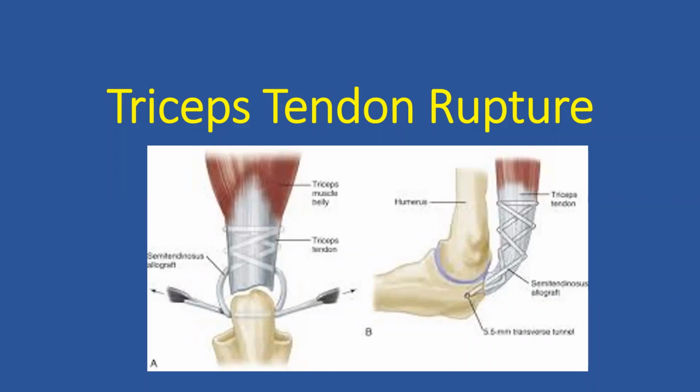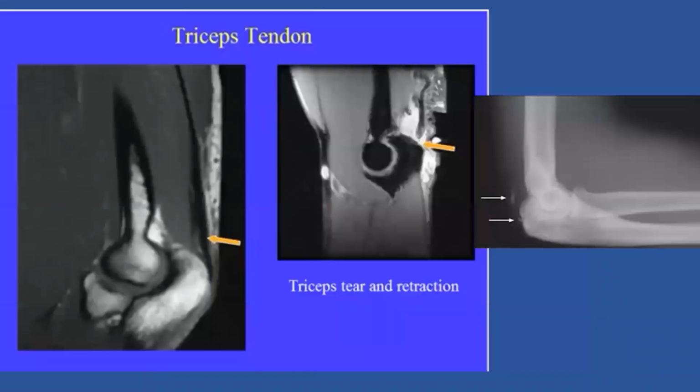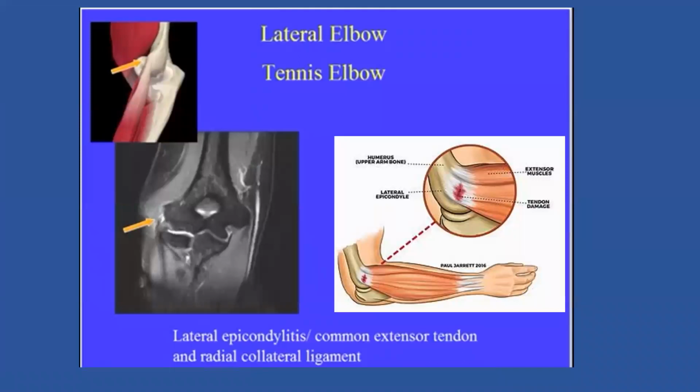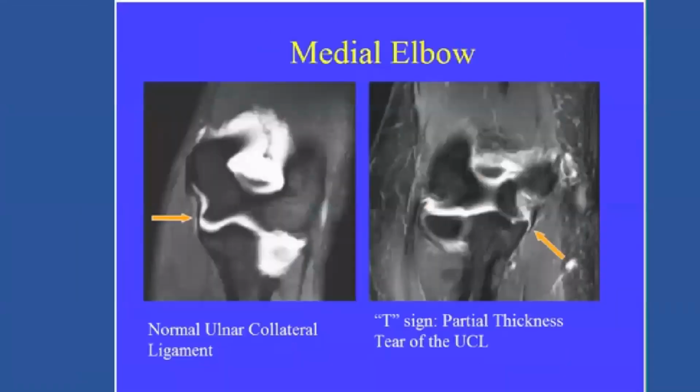You can also very rarely have triceps ruptures, and we use the semitendinosus to repair it. This shows you a triceps rupture. Tennis elbow, we are all acquainted with it, inflammation of the common extensor origin. Mainly the extensor carpi radialis brevis and longus are involved. And this shows it. You can also have golfer's elbow on the medial aspect. So keep this, and these are well demonstrated by MRI.